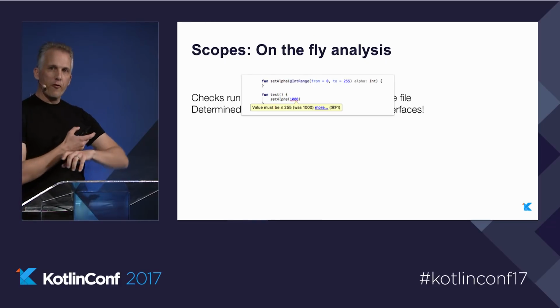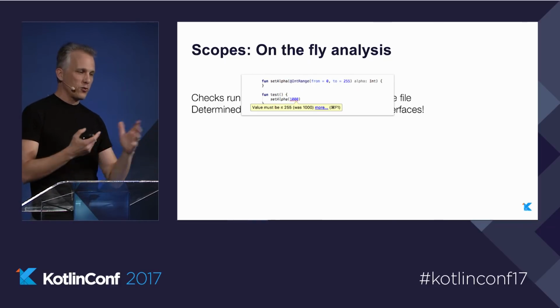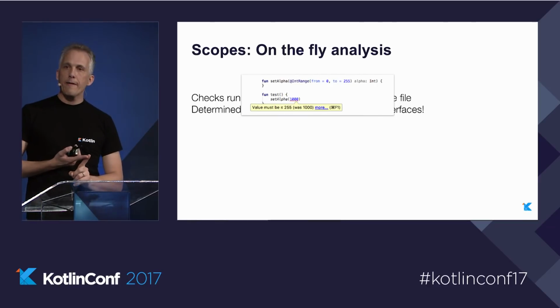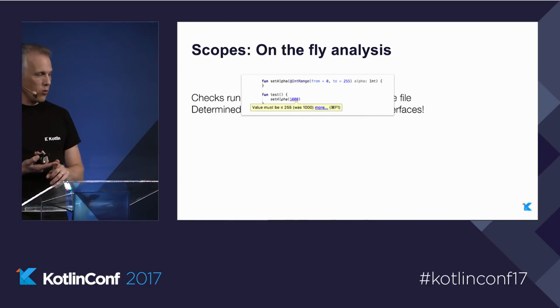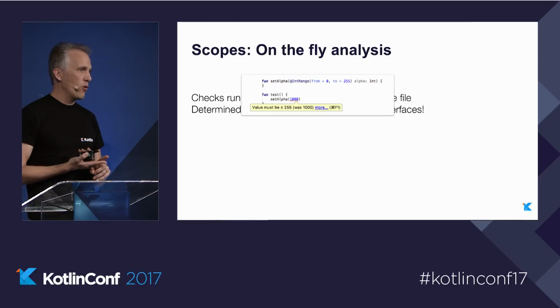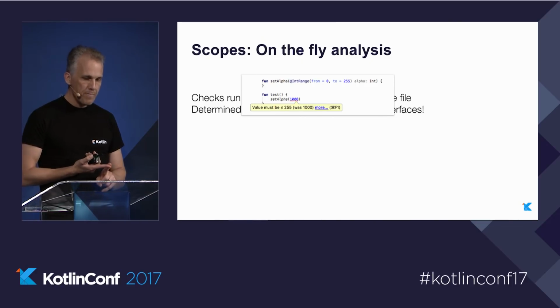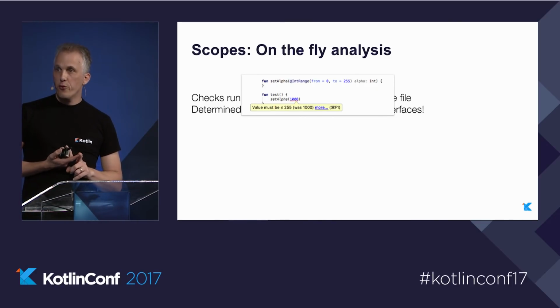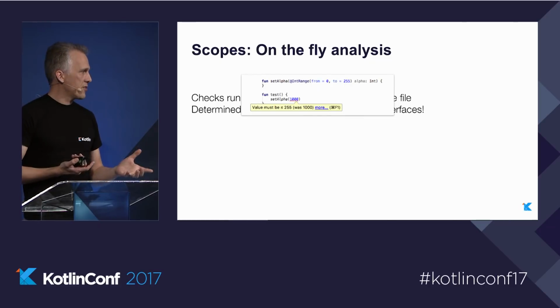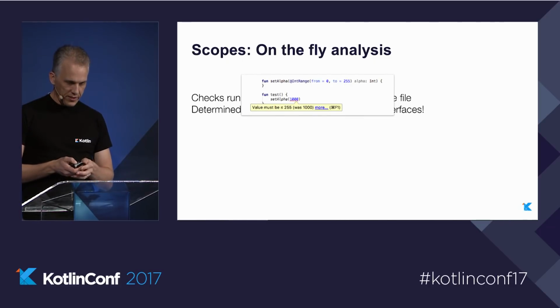So on the polar opposite of doing that, of passing through multiple times across all source files, is running checks on the fly. So essentially, Lint will run your check on the fly in the editor if your analysis is limited to a single file. And that's basically determined through scopes. So when you register the detector, you tell it which scopes this detector applies to.